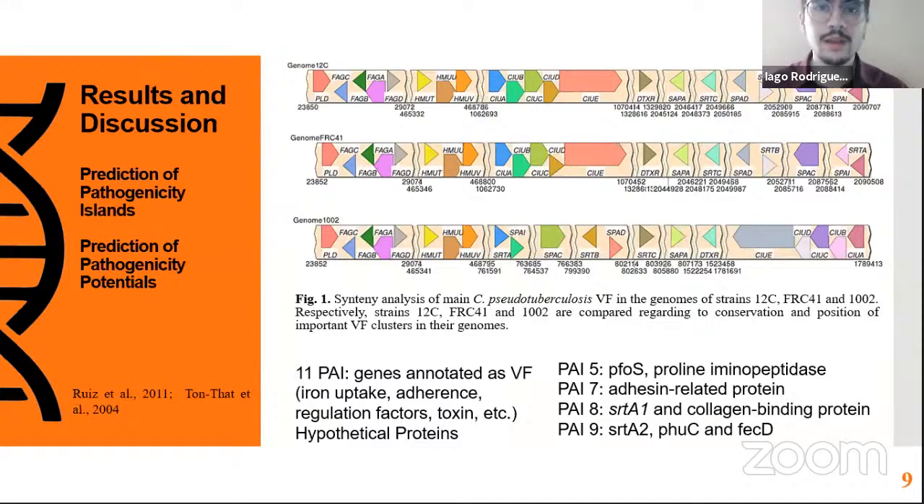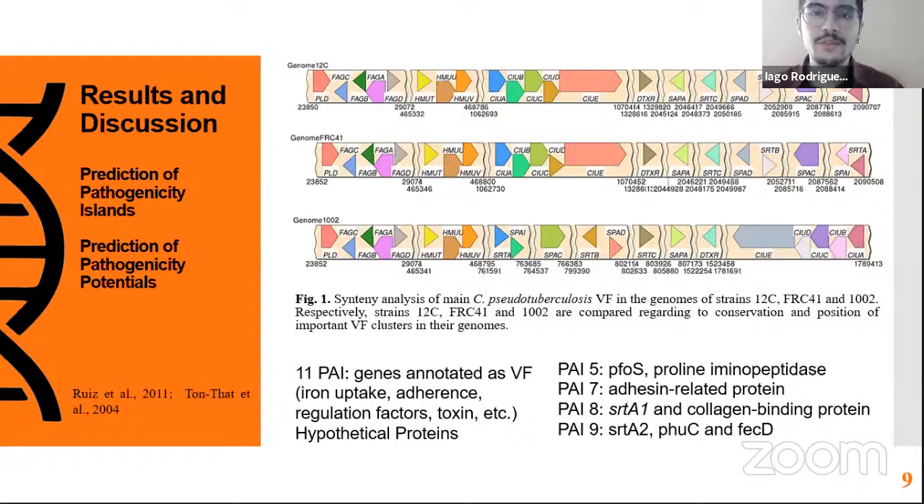So continuing, we also looked for pathogenicity islands in silico. We could identify 11 pathogenicity islands with various genes annotated as virulence factors, as expected, for example toxins, iron uptake proteins, and others.